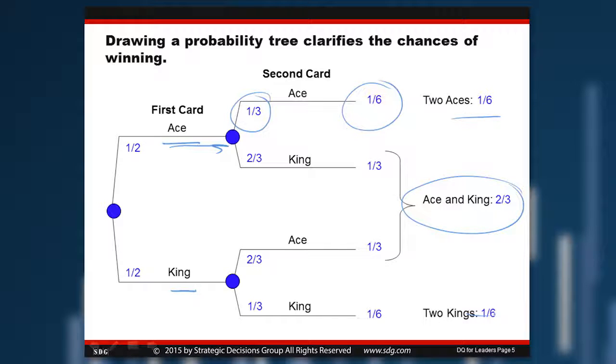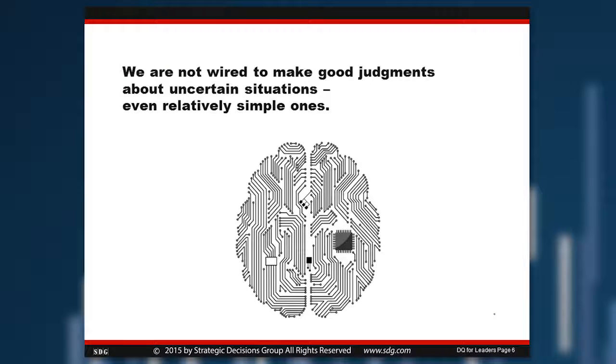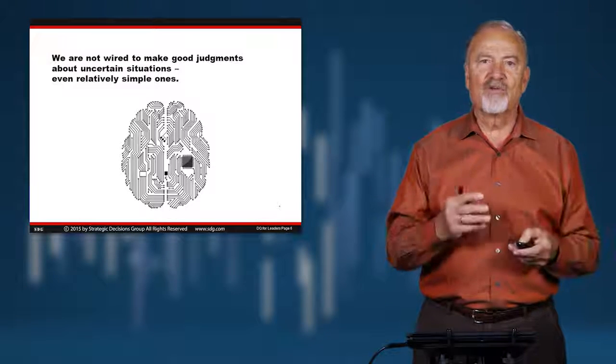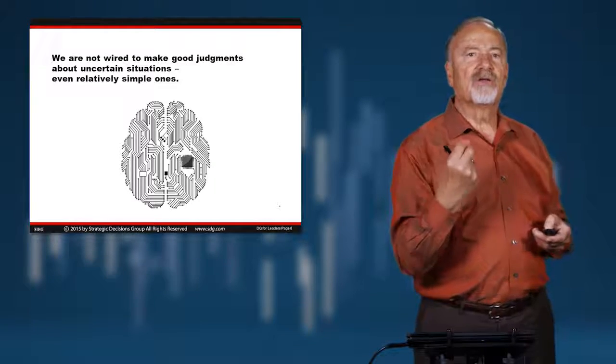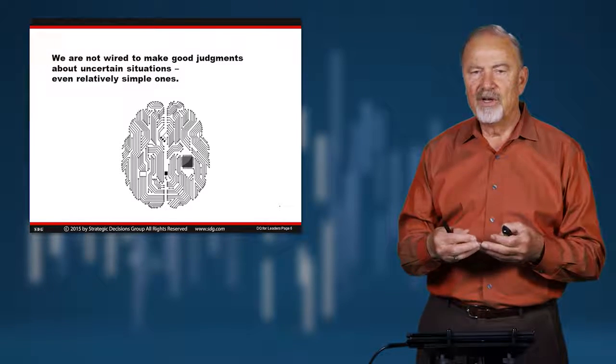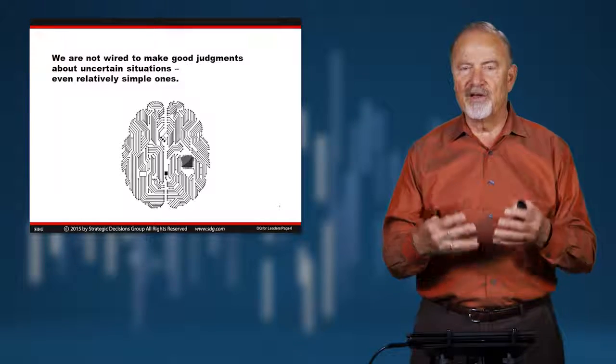For most people, this is quite counterintuitive. And it's a good little example to show that we're not wired in our minds to make good judgments about uncertainty and probability, even in relatively simple situations. Our mind's just not wired for it. And the key lesson that I'd like you to draw out of that is that when it comes to uncertainty, you want to use some formal methods to understand it.